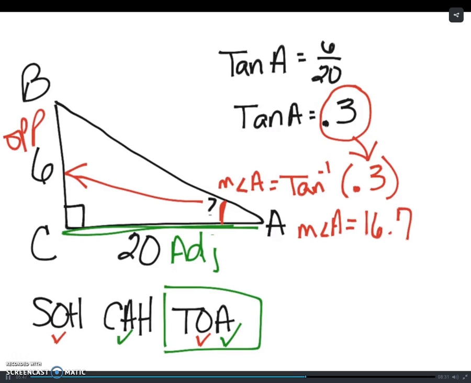And we're just rounding that to the nearest tenth in this case, so it's really 16.699. But that just rounds up to 16.7, so the nearest tenth. All right? And so that means that this angle here is 16.7, almost 17 degrees for this one angle. All right? So let's see if we can try another example.